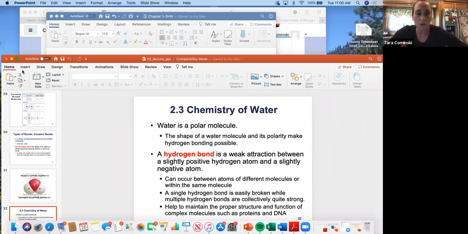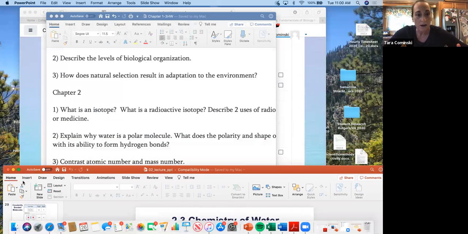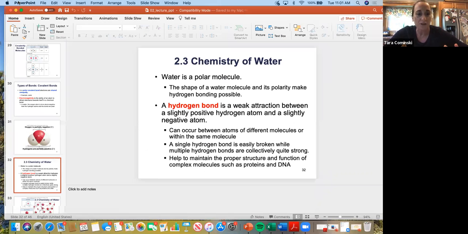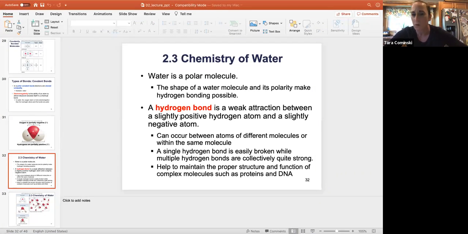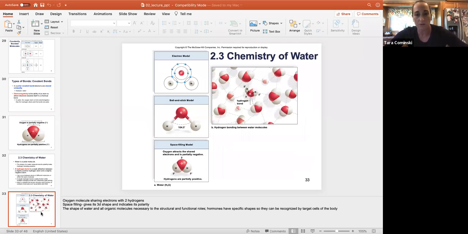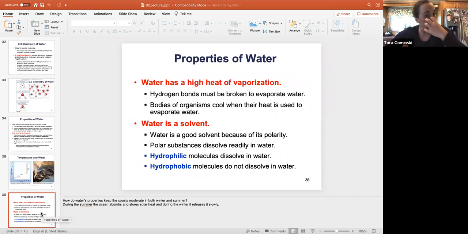So again, if you want me to go over anything else from that, I can. I didn't really ask you more about that, but you should be familiar with the properties of water, and understand that all of these things are possible because of water's structure and the fact that it's a polar molecule. So make sure you're familiar with the properties of water.